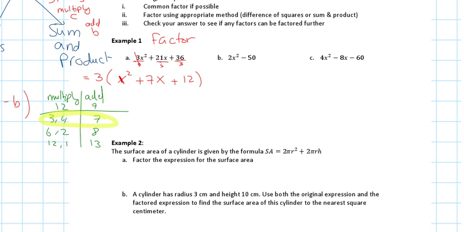If I'm going to write my final answer here, the GCF has to stay there. So 3 has to stay there, otherwise you're changing your equality. Then you open 2 brackets, and that's going to be x plus 3, x plus 4. 3 and 4 come from the numbers I found that add to 7 and multiply to 12.